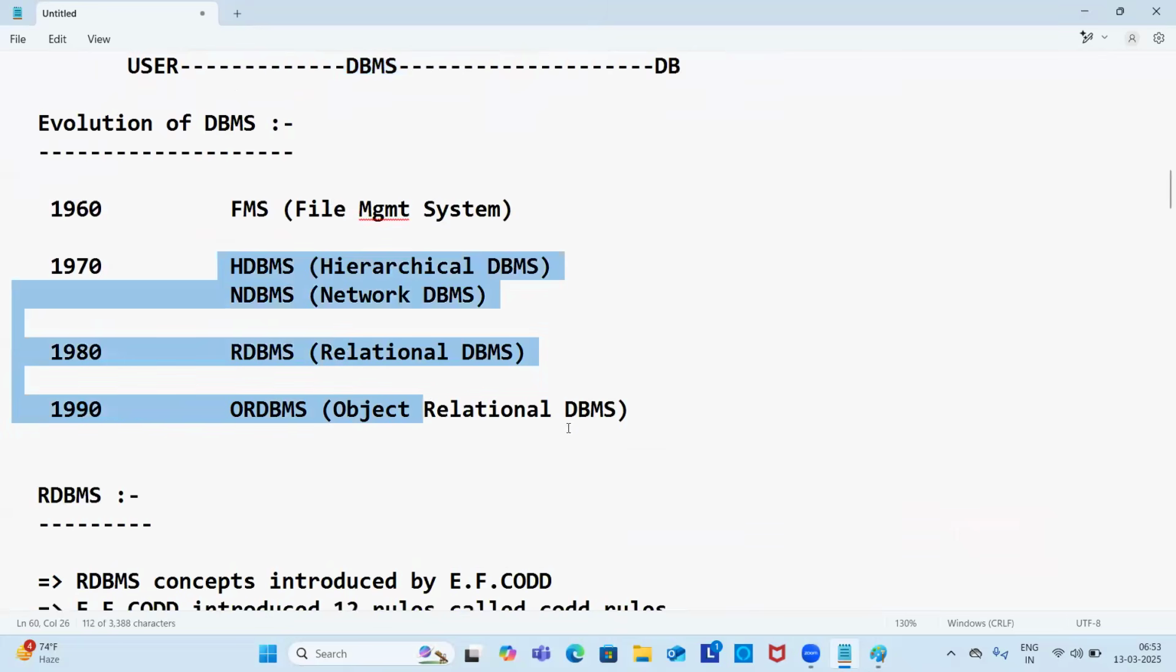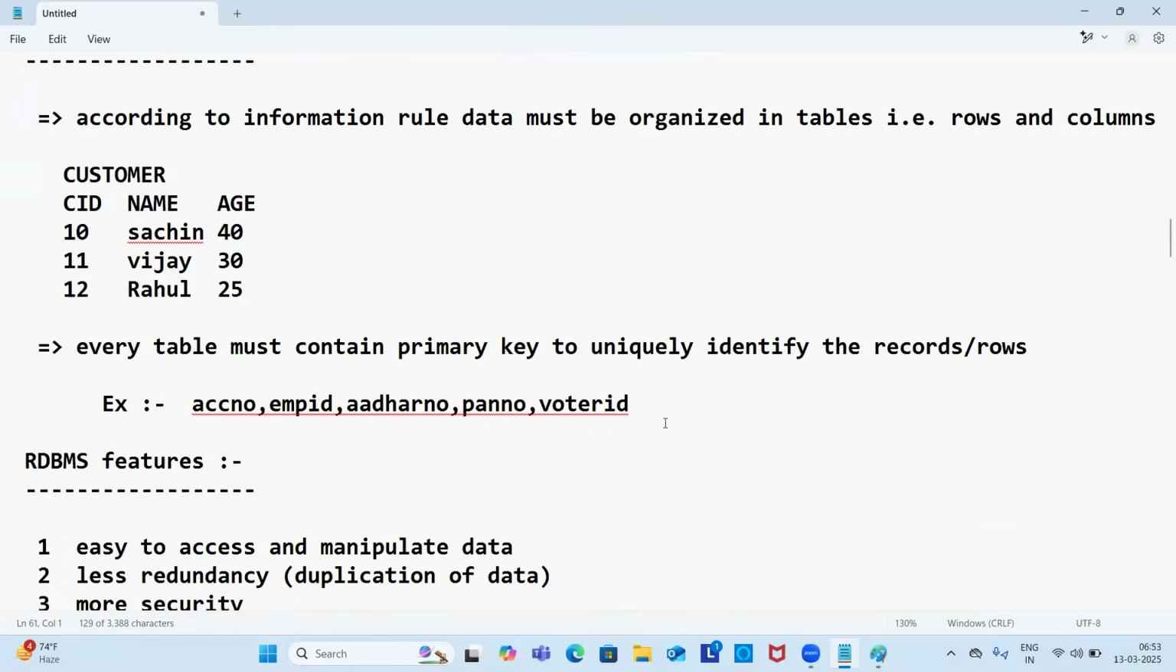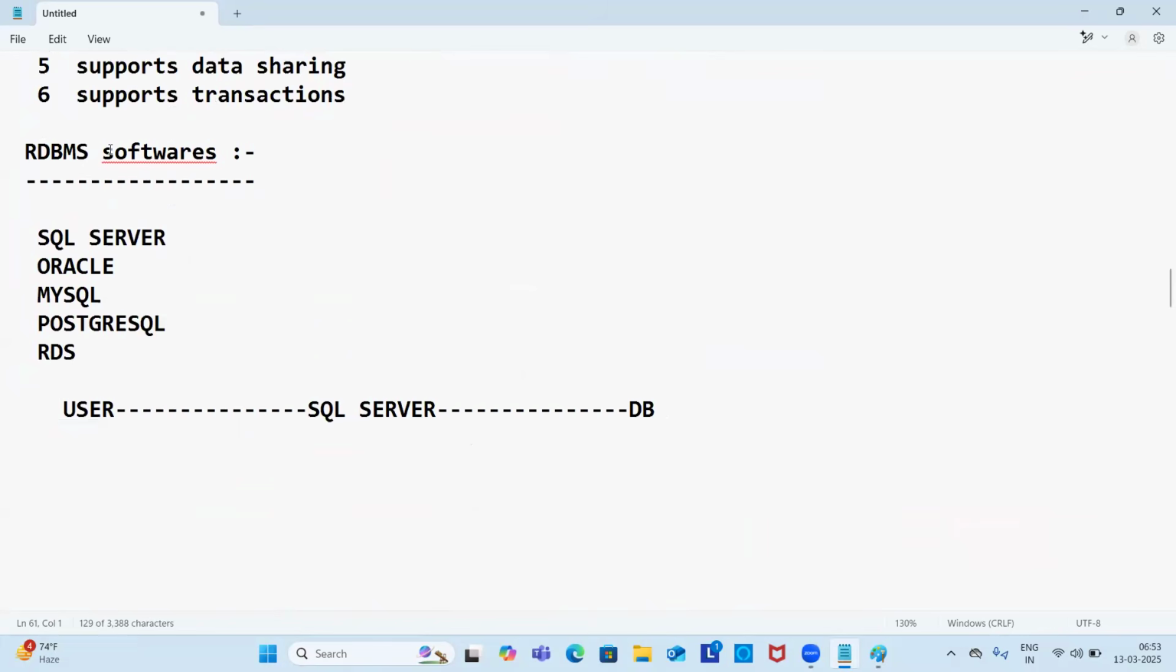So these are the different types of DBMS. We use one of the types. What is the most popular? RDBMS is the most popular. So we use RDBMS, SQL Server.